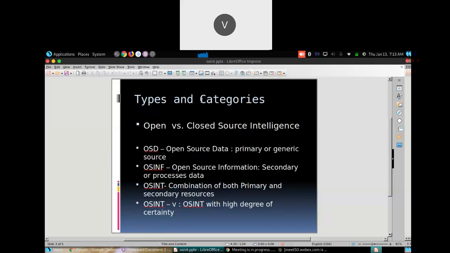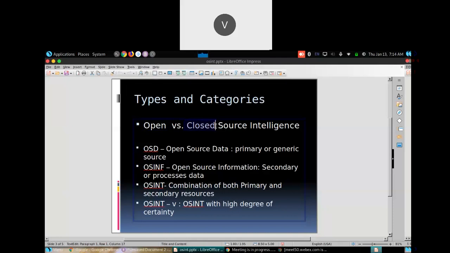So, types and categories of OSINT. You can say types and categories of intelligence. There is not only OSINT, there are many kinds of intelligence: open source intelligence, closed source intelligence, and many more. We are going to look mostly at open source first. What is open source intelligence? And there is another sort of intelligence known as closed source intelligence.